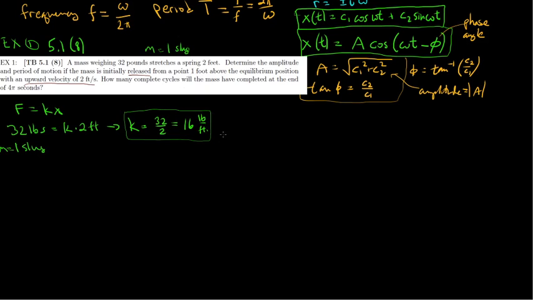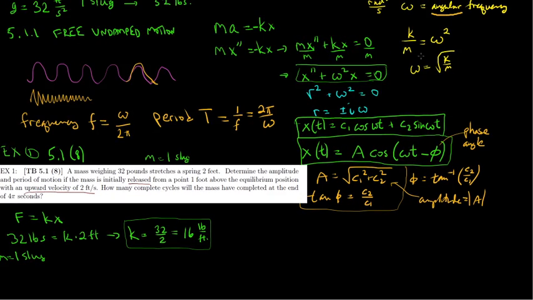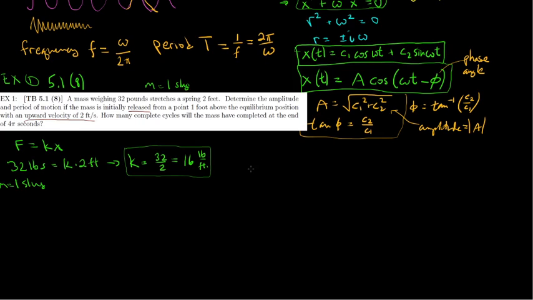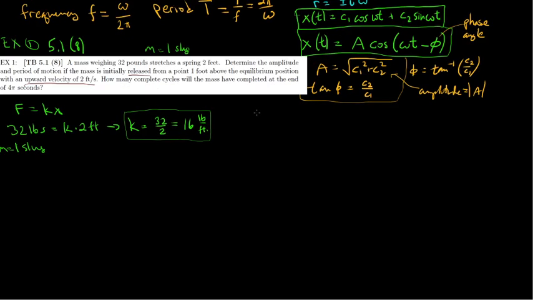Right. But if we know K and we know M, we know omega. Omega is just the square root of K over M. So omega is the square root of K over M. K we just calculated is 16, M is 1. So the square root of 16 is 4. So this is 4 radians per second.